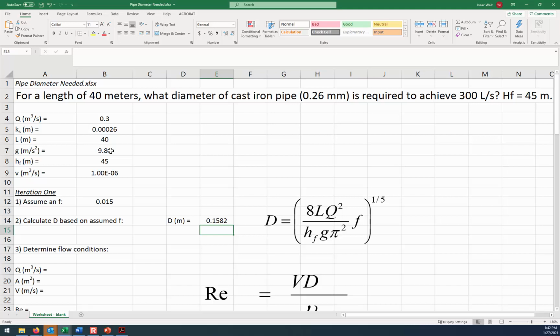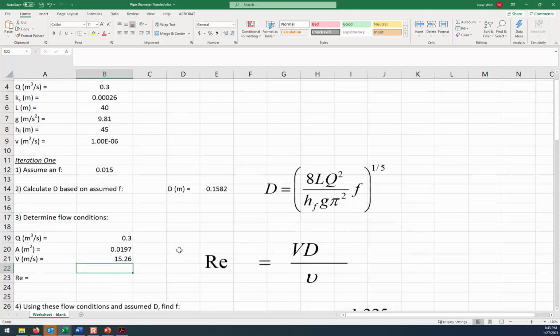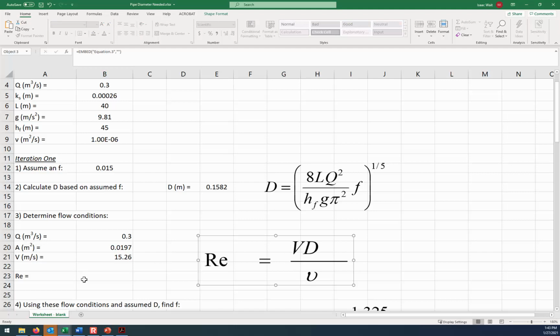Okay, so now if that actually is the pipe diameter, then the flow rate is going to be the same as it was before. But now let's calculate the area that applies for that particular diameter. So area is pi d squared divided by 4. Okay, so that gives me the cross-sectional area, and then the velocity is Q divided by the area. So the water is going to be moving at a velocity of 15.25 meters per second through that pipe. And now the Reynolds number I can calculate with our Reynolds number formula.